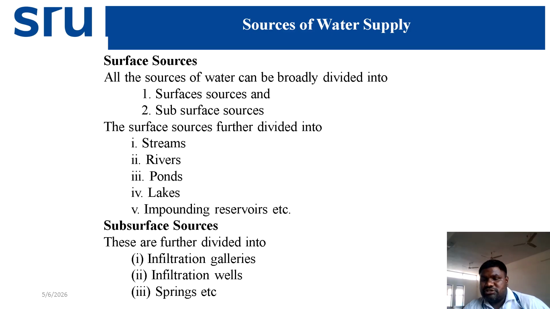So, what are the sources? We discussed the production, the quantity, the quality, and what sources exist. We know the two major sources: subsurface sources and surface sources. Here, surface sources are rivers, lakes, impounded reservoirs. Subsurface sources are infiltration galleries, infiltration wells, springs.